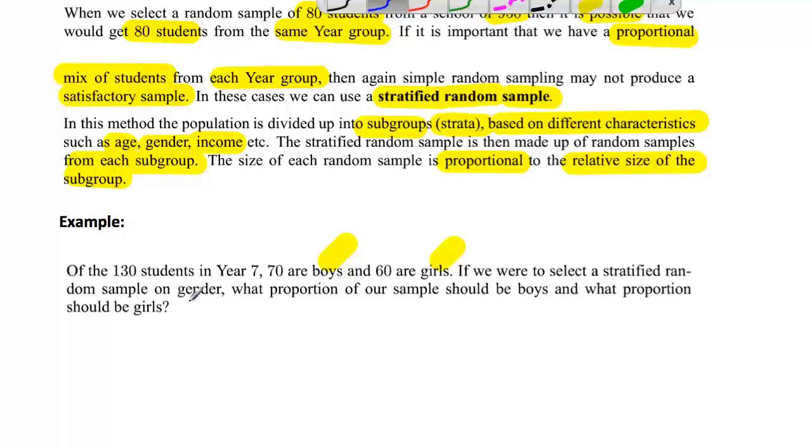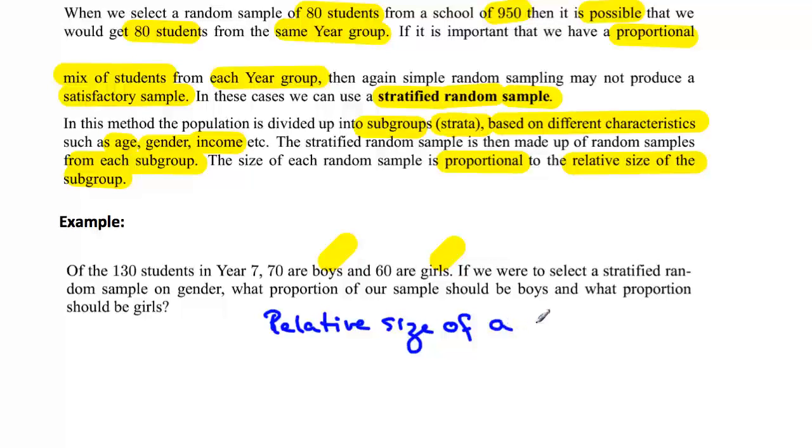Well, it works out like this, that the number of students to be selected from each subgroup is going to be proportional to the size, or the relative size, of each subgroup. So we're going to look at a thing we'll call the relative size of a subgroup, or a smaller group. So that's the concept. So we would say that 70 out of 130 are boys.